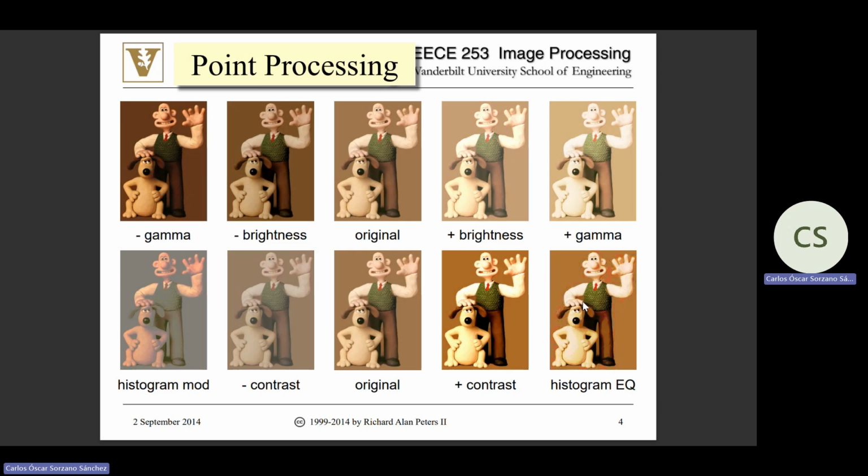But you have the original image here, and then you can decrease the contrast or increase the contrast. The contrast is the difference between the minimum and maximum values in each one of the channels. You can increase or decrease the brightness, increase or decrease gamma. We will see what gamma is. You can do operations with the histogram. So this is the kind of results that we will get.